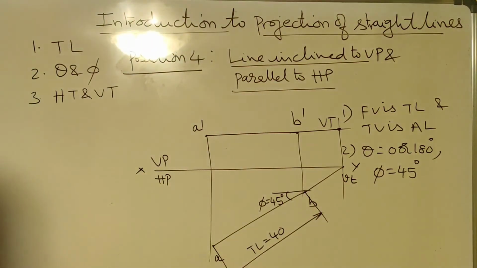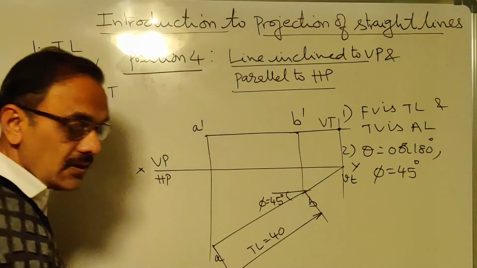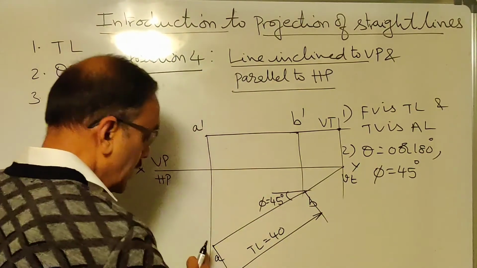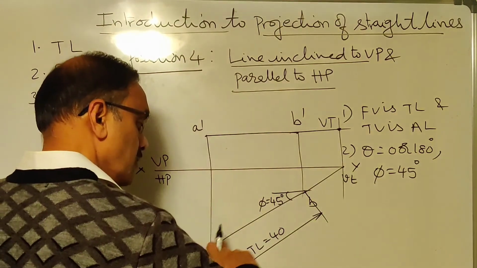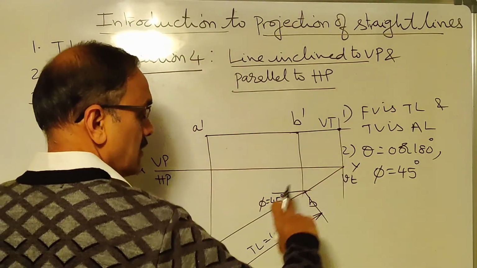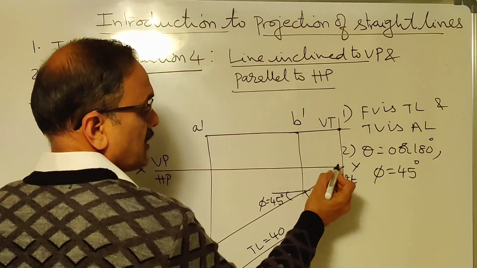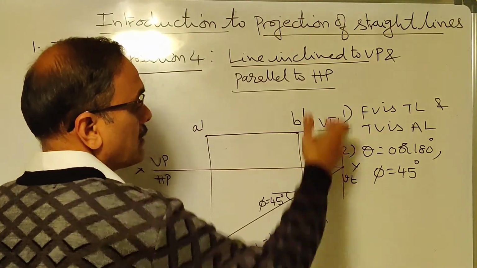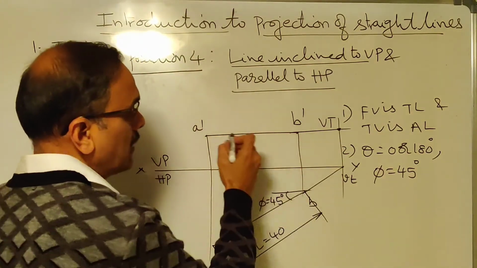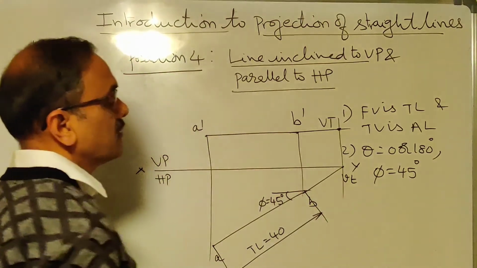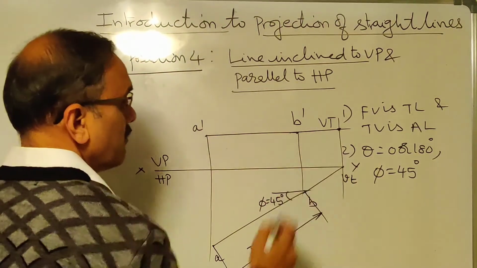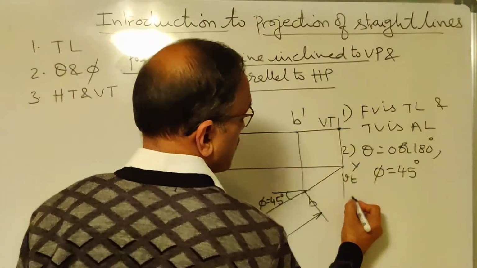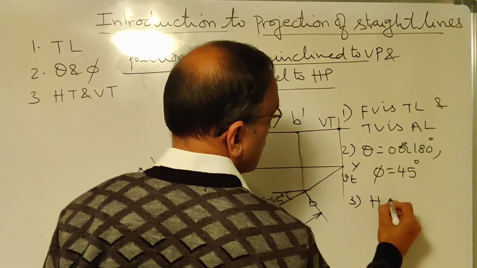Same procedure like what you did for HT. Okay? What did you do? Extend this line. Wherever it intersects XY line, mark a point there. Drop a perpendicular there. Then extend the front view of the line. Wherever they intersect, you get VT. That is VT. Then HT is at infinity.